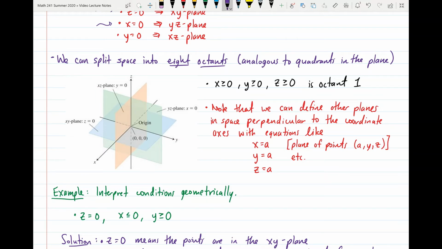So let's talk about specifically the equation x is equal to a. In this case, we're going to have a plane that is perpendicular to the x-axis and crosses through the point (a, 0, 0). We can say the same things about y equals a. We would have a plane that is perpendicular to the y-axis that passes through the point (0, a, 0) in that case. And analogously, (0, 0, a) for the third case when z is equal to a.